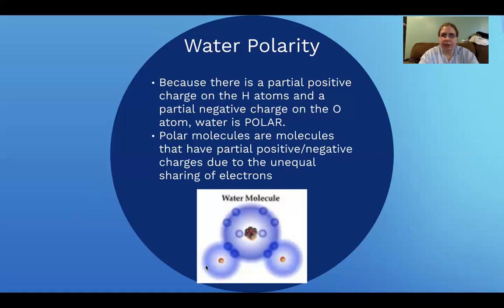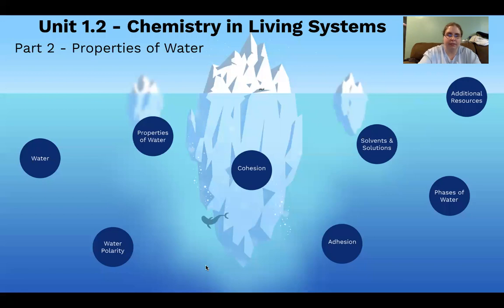Polar molecules are molecules that have partial positive and negative charges due to the unequal sharing of electrons. So we generally see this with covalently bonded molecules, specifically when different elements are bonded to each other. You won't necessarily see it as much with, say, oxygen gas. But when you have two different elements, they cannot share the electrons equally. So we end up with these partial negative and positive sections leading to polarity. All right.